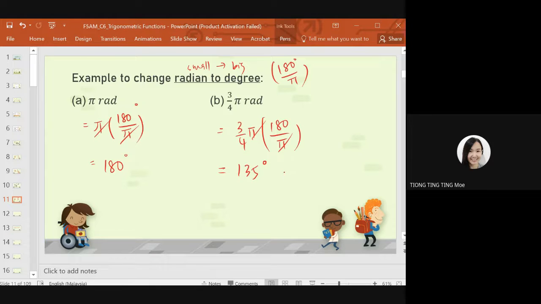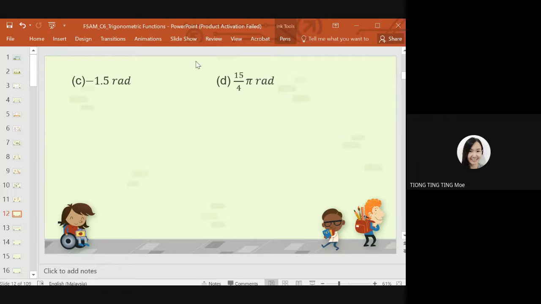Negative, just keep it negative, no worry. Negative 1.5 times 180 over pi. But this one has no pi, so you have to change. 1.5 times 180 is 270. Negative 270 degree over pi. So have to change, divide by pi. How many?